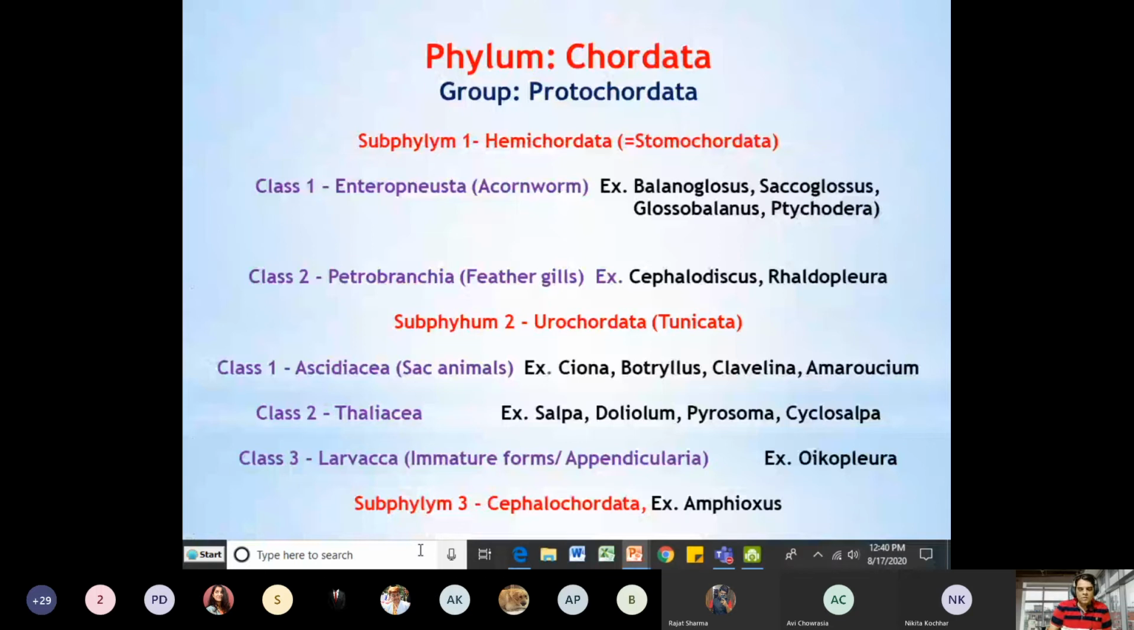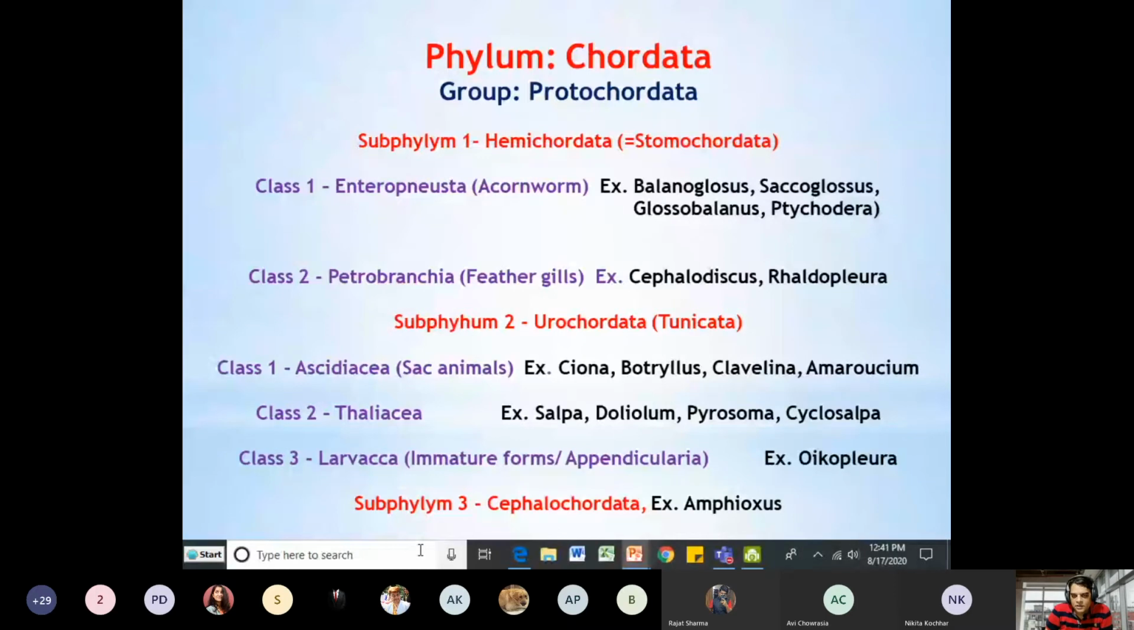Now, coming to the first group of chordata, because we have to discuss the characteristics of protochordates like hemichordates, urochordates, and cephalochordates. So let's see the classification of hemichordata.